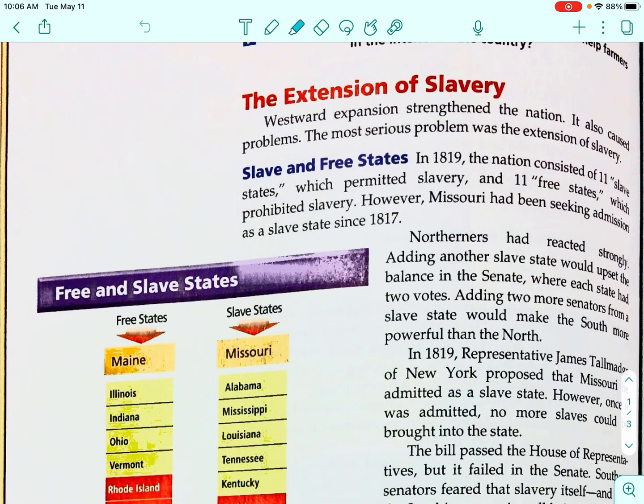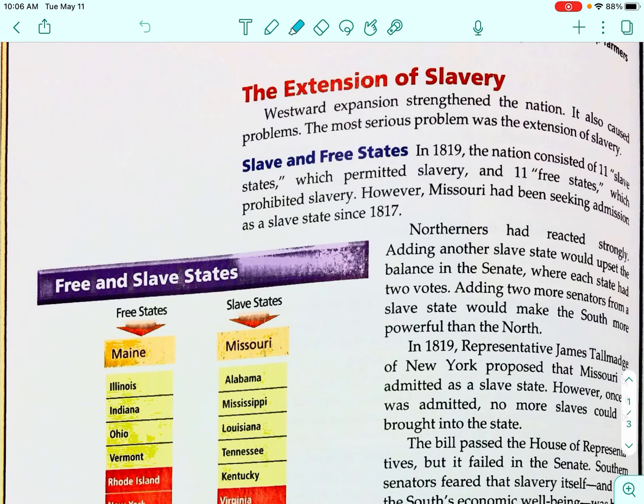So it says the extension of slavery. Westward expansion strengthened the nation. It also caused problems. The most serious problem was the extension of slavery. And if you remember from the Cotton Gin video yesterday, they talked about how plantation owners started to move further west, expanding slavery out into the Western Territory as they looked for fertile land for their cotton.